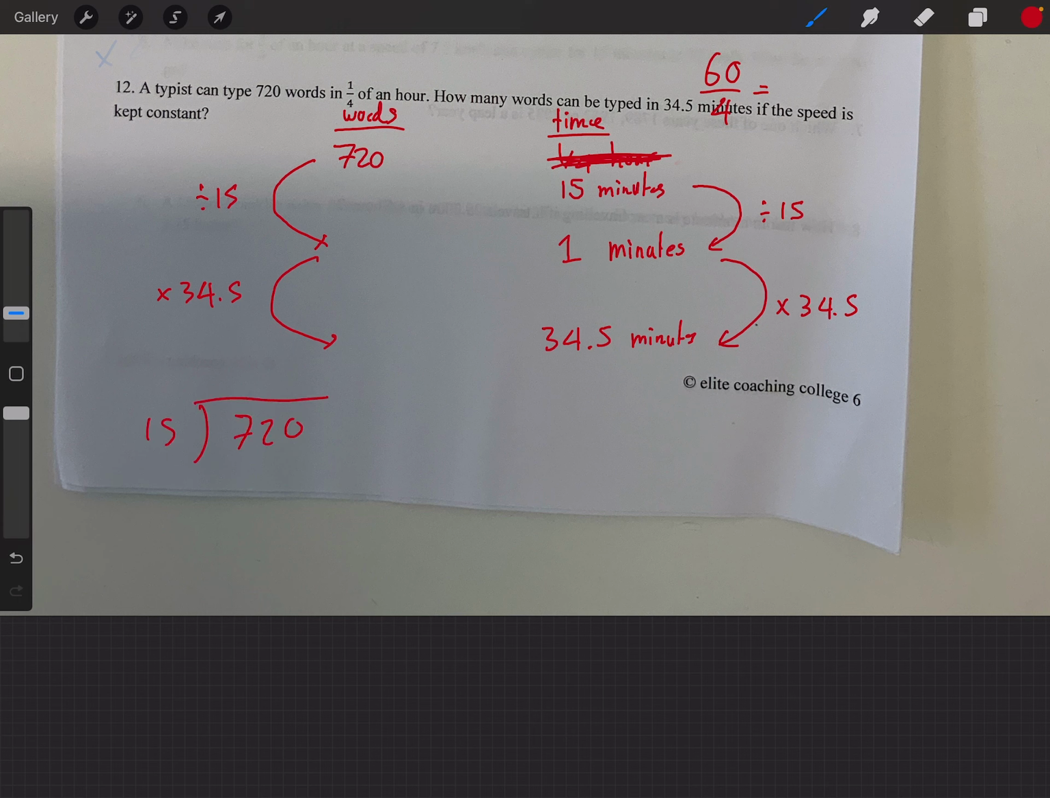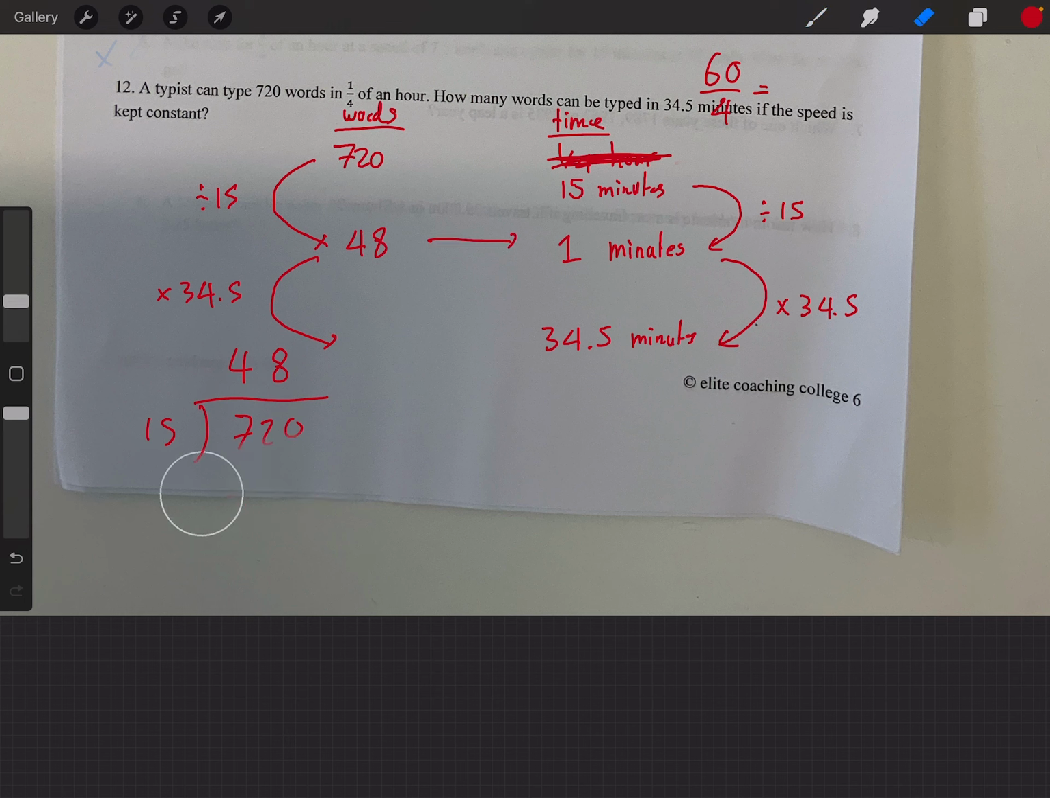So 720 divided by 15. How many 15s in 72? That will be 4, because 4 times 15 is 60. Take away, you're going to get 12. Now, how many 15s in 120? If 4 makes 60, then 8 should make 120. So the answer is 48. So that means that the typist can type 48 words in 1 minute.